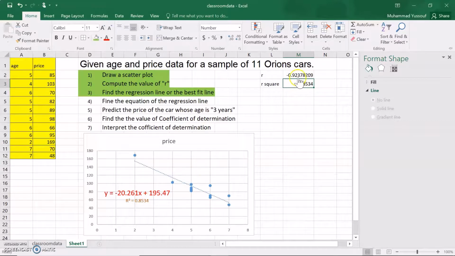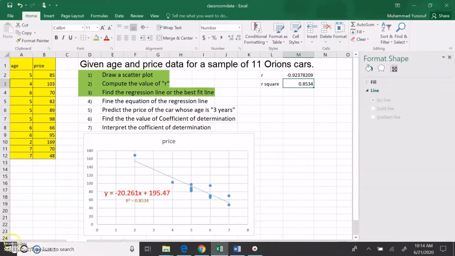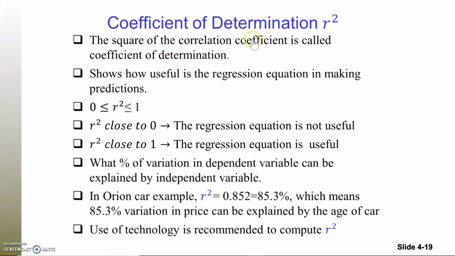So what happened? This coefficient of determination, which I told you about earlier in this video, this r square, is actually the square of the linear correlation coefficient. So if you square this number, you get this. If you square the linear correlation coefficient, you get the coefficient of determination, right? This is something you need to keep in mind. What is the coefficient of determination? It is the square of the correlation coefficient.